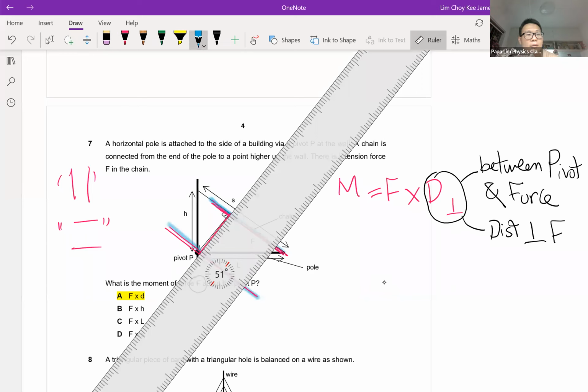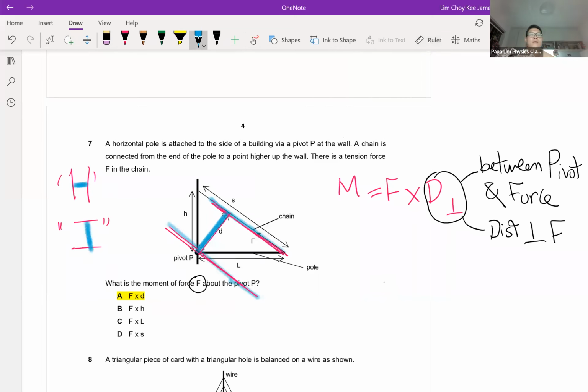This is what I mean by H or I. So this will be the perpendicular distance I'm talking about, the shortest distance between them. That is the perpendicular distance that I need. So the technique I repeat is I copy the direction of the force, place it at the pivot, then get a ruler and find the shortest distance between them. Normally I equate it to the alphabet H and I, so that students can understand it.